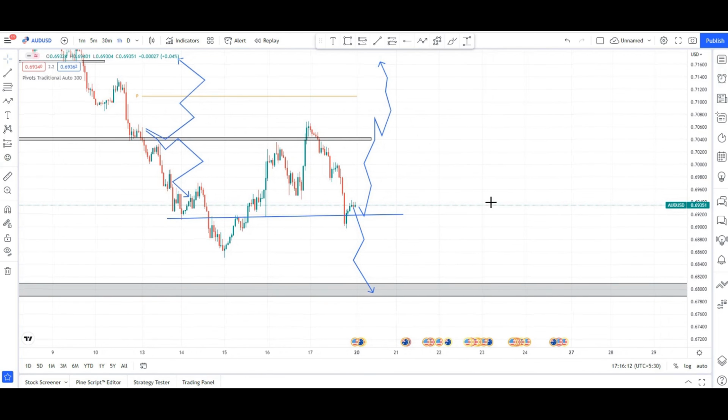Okay guys, this is one of the major supporting areas. Hopefully here also it turns the market around. If it turns around, you can expect your first, second, third upside momentum targets. Okay guys, so these are all three major forex pairs.